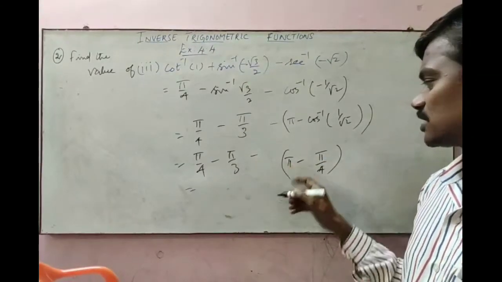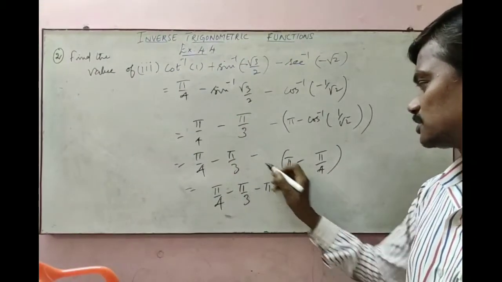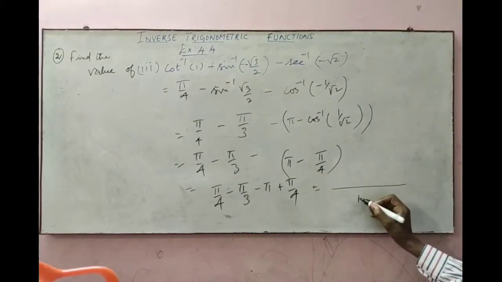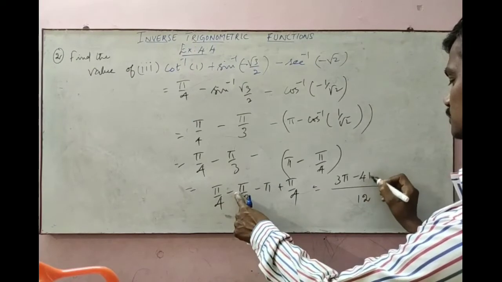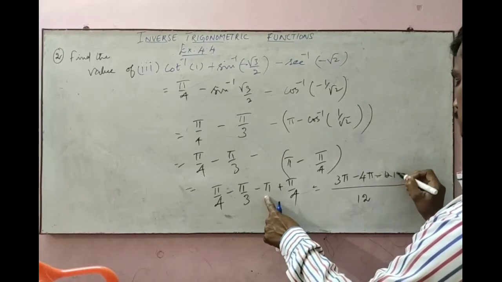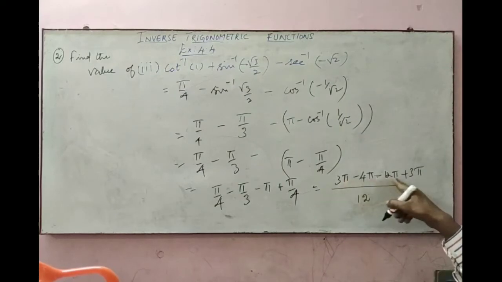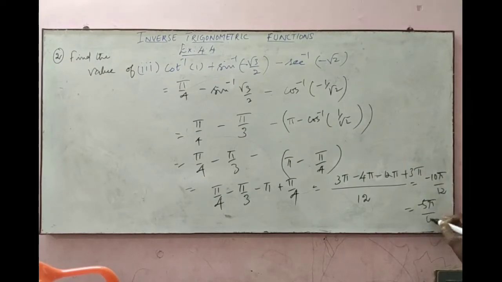If you simplify this, multiply this minus sign here, you will get pi by 4 minus pi by 3 minus pi, minus into minus plus pi by 4. So if you take the LCM, LCM is 12. 3 pi minus 4 pi, here minus 12 pi, here plus 3 pi. So 3 plus 3, 6, 6 minus 16 gives minus 10 pi by 12, which is minus 5 pi by 6. So the answer is minus 5 pi by 6.